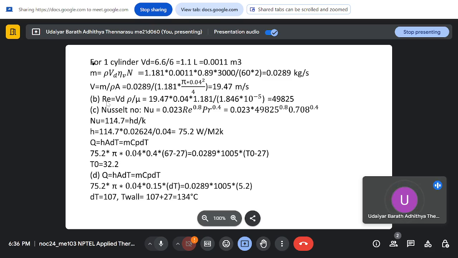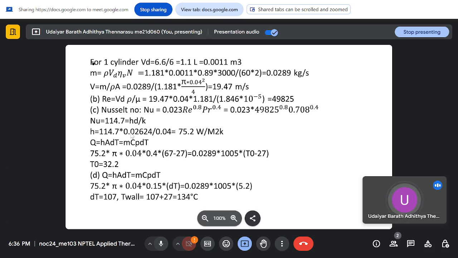Next is the Reynolds number. So Reynolds number is rho v d by mu. So substituting the values for the runner, with the pressure and temperature given for the runner, the Reynolds number comes out to be 49825.